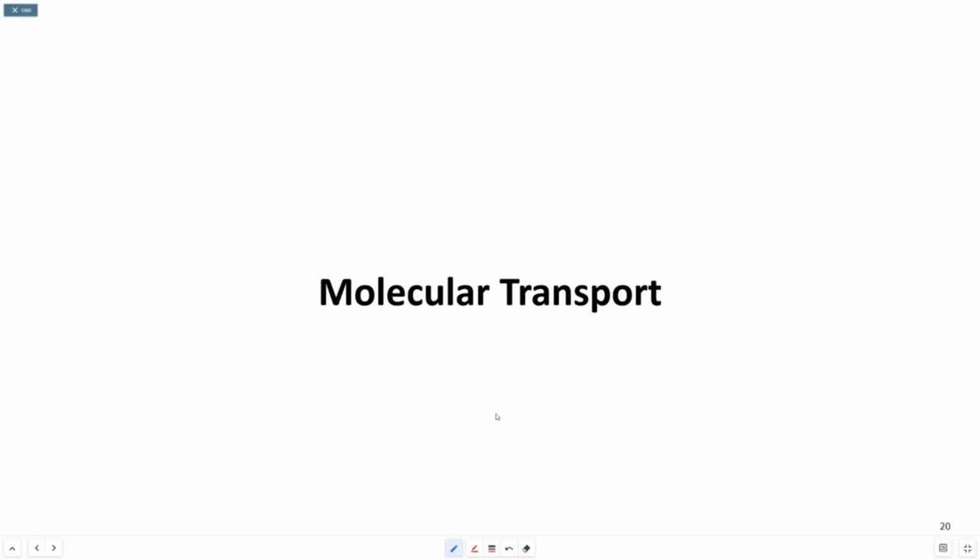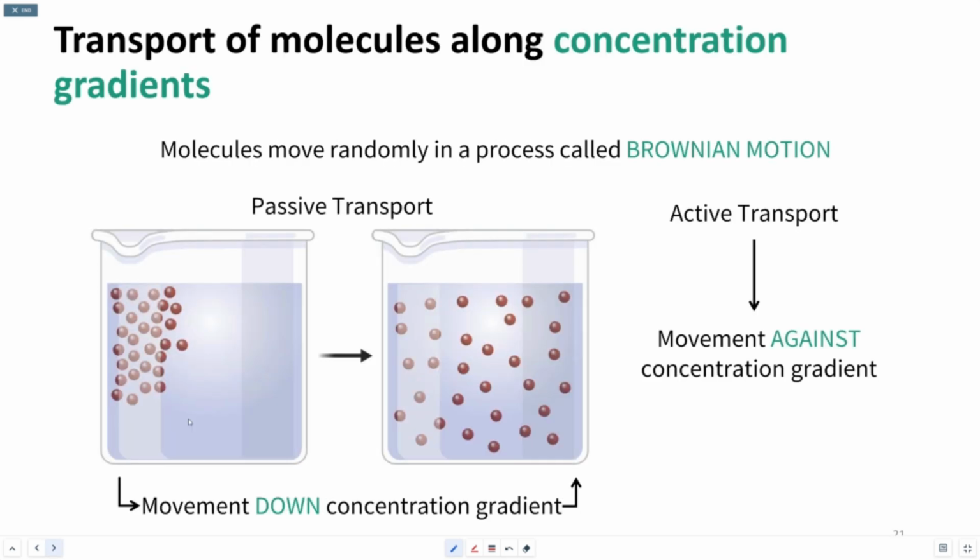Today's module is on molecular transport. Transport of molecules along the concentration gradients. Molecules move randomly in a process called Brownian motion. One important function of the plasma membrane is to regulate materials that get to go in and out of the cell. Membrane transport can be either classified as passive or active depending on the cellular energy expended.